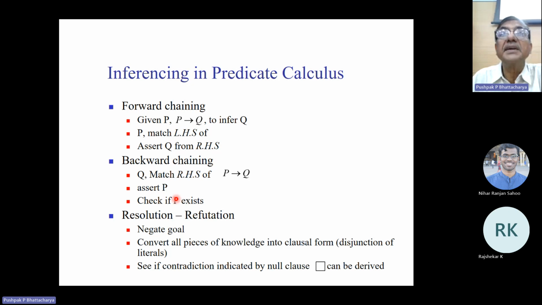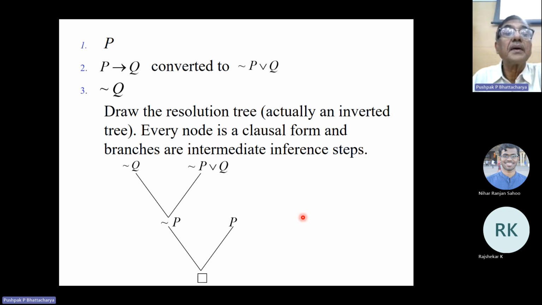Okay, so check if P exists. And if P exists, then this backward chaining has succeeded. Resolution refutation is proof by contradiction. So here you negate the goal and convert all pieces of knowledge into clausal form. These are disjunctions of literals. See if the contradiction is indicated by the null clause. The null clause is the termination condition. It has to appear as the process of resolution proceeds.